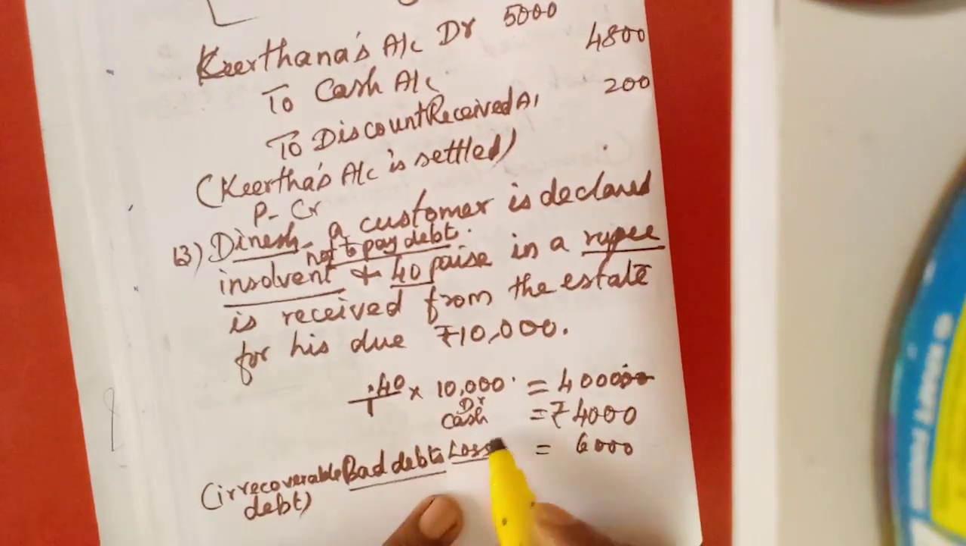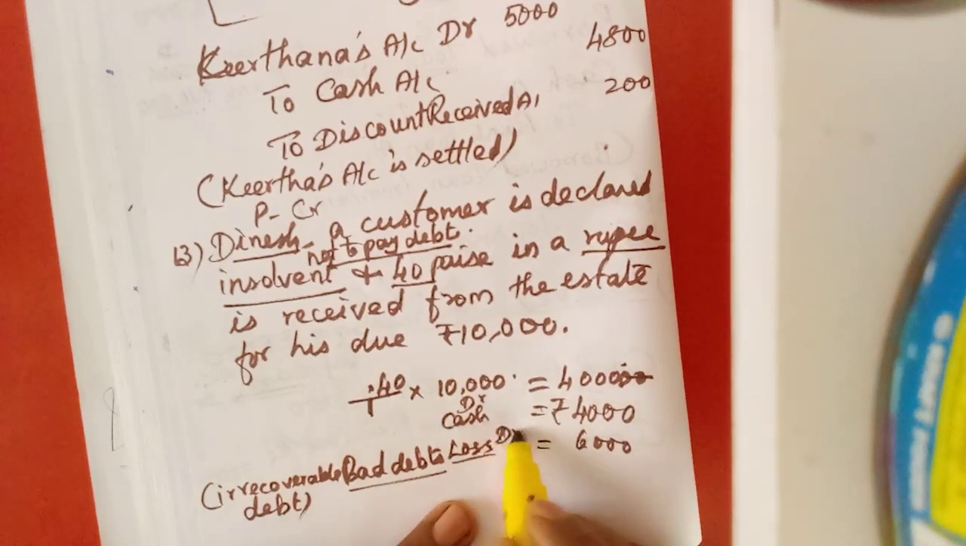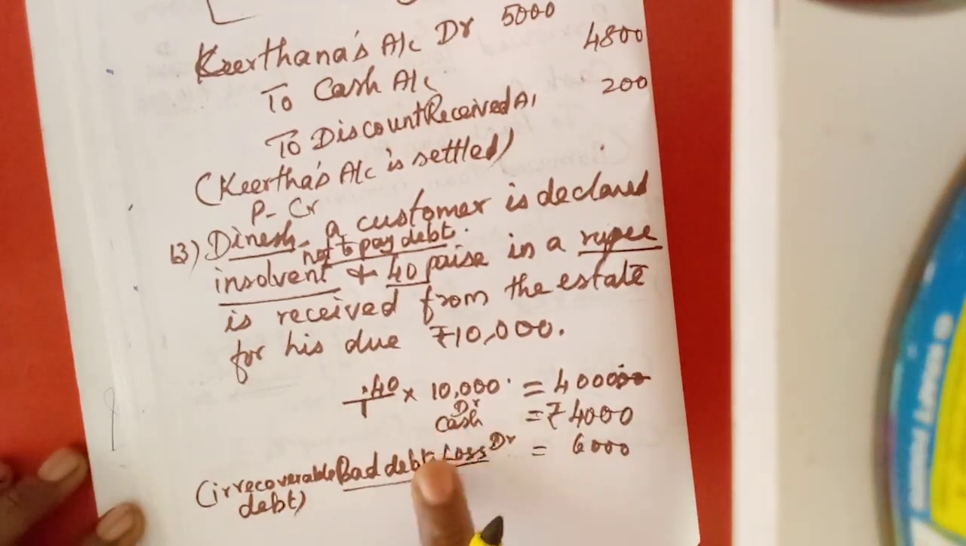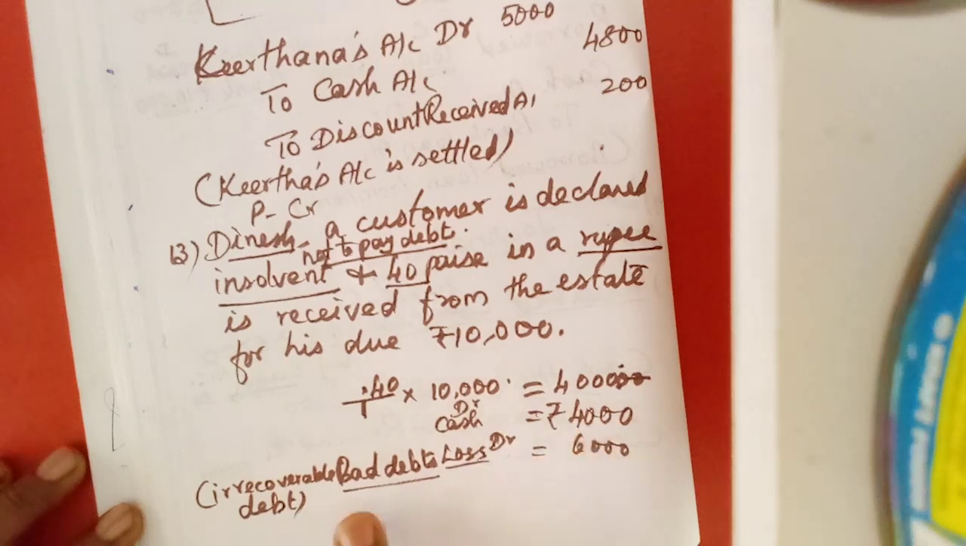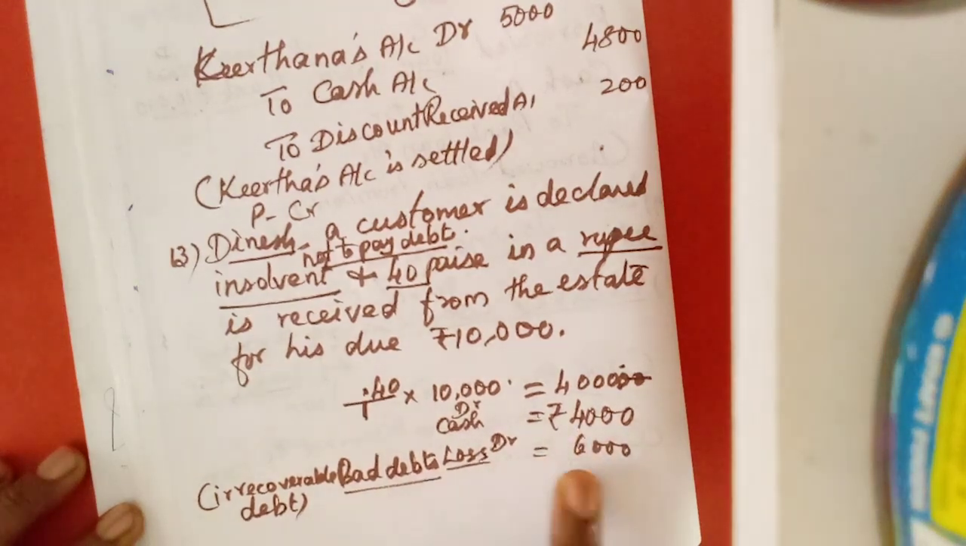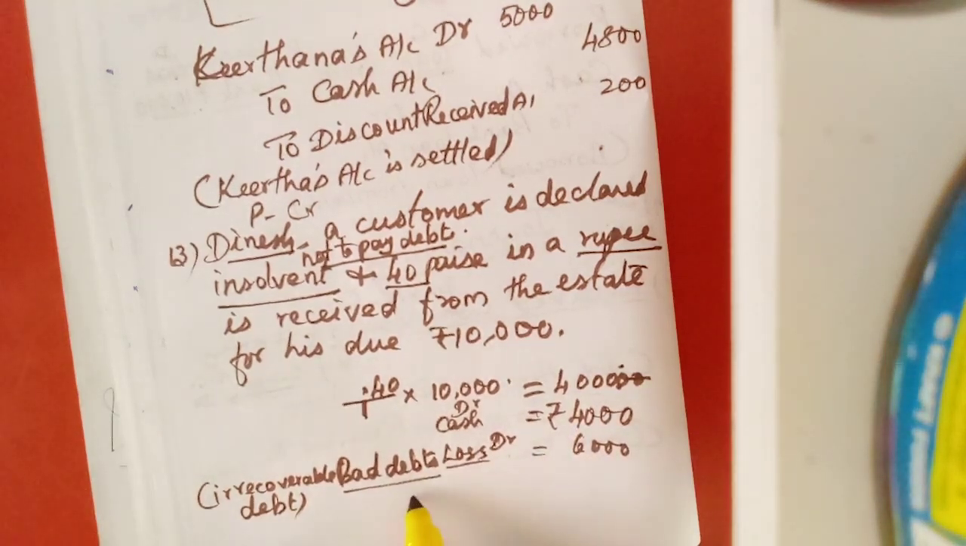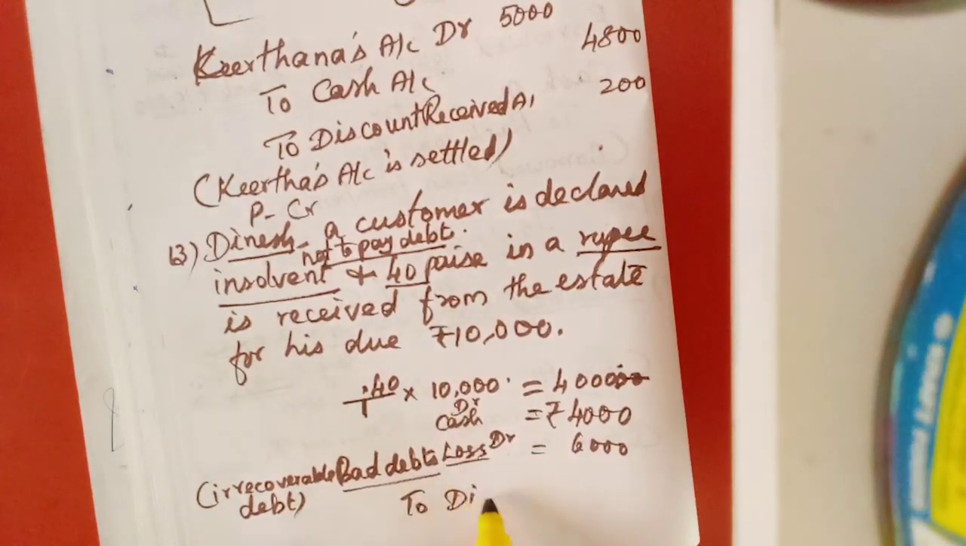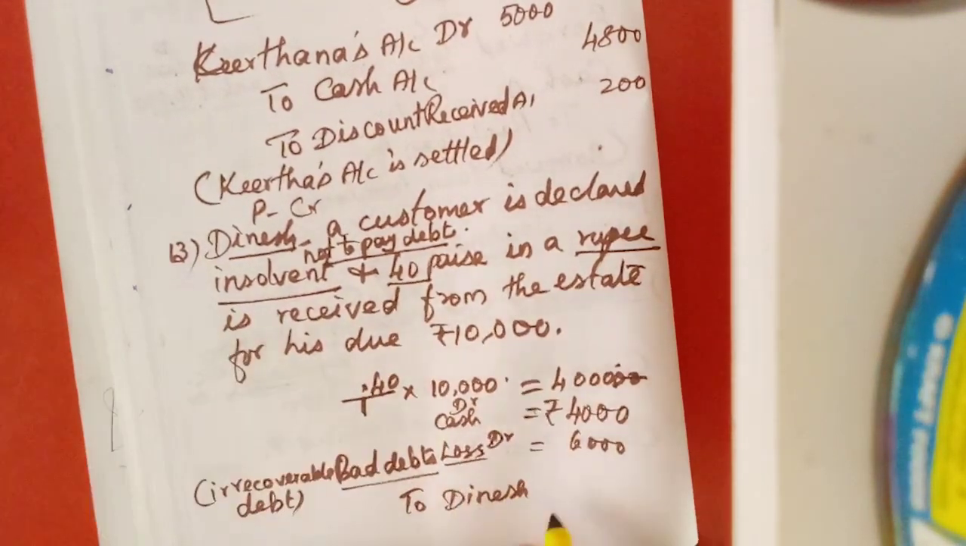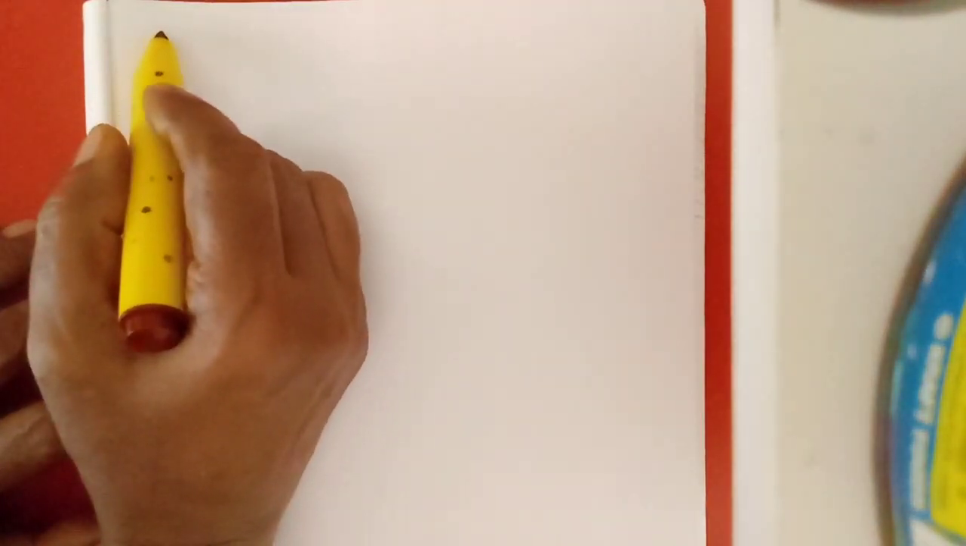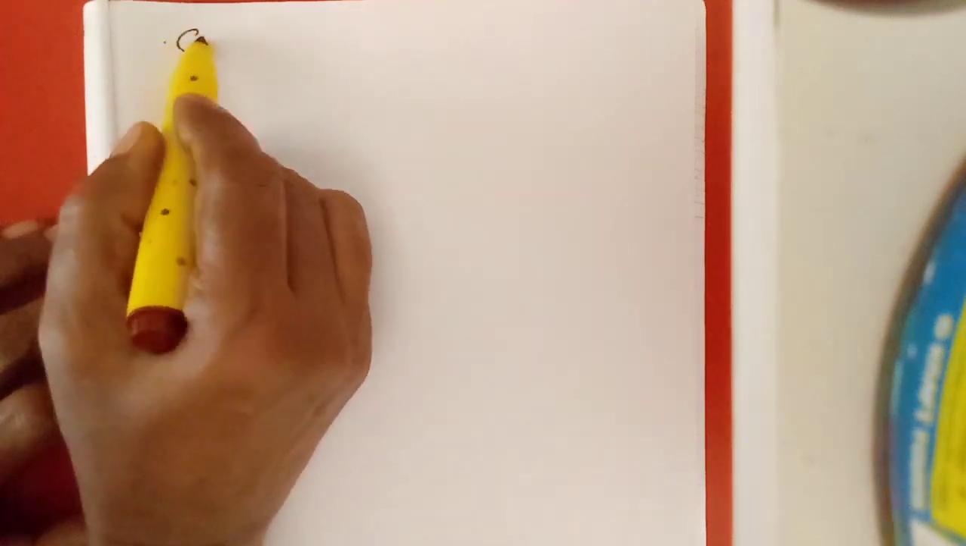Okay. Now loss, nominal account, debit all expenses and losses. So we should debit cash 4,000. Bad debts we should debit 6,000. Then who is the giver? Dinesh. Personal account, we should credit. Now we will write the journal entry. All these we have to do in rough and then write here. Journal entry. What should we debit first? Cash account debtor.